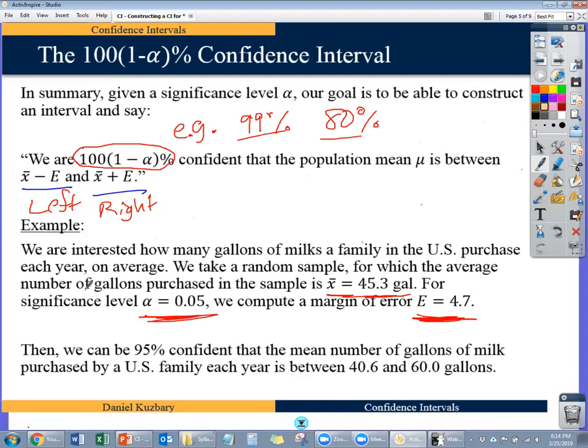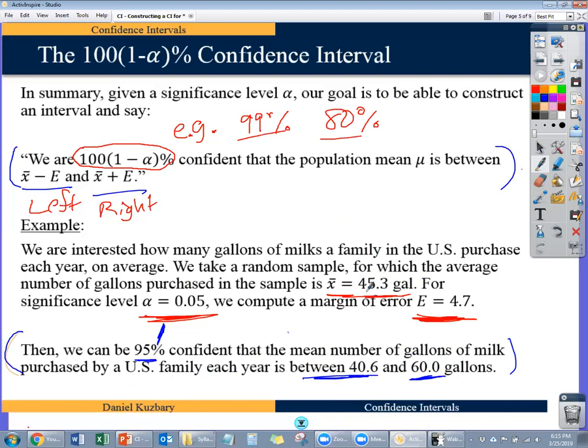If I had those three things, then I can say something like this, which corresponds to the sentence up here that I read earlier. So if this is true, then we can be 95% confident. The significance level is the opposite of the confidence level. We can be 95% confident that the mean number of gallons of milk purchased by a U.S. family each year is between 40.6 and 60 gallons. So that's how I would interpret my data.